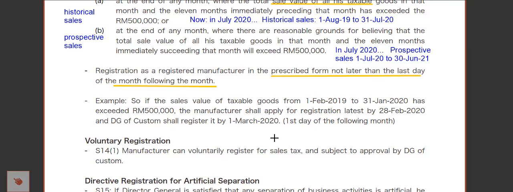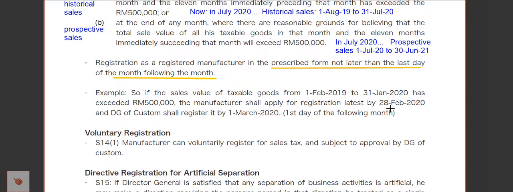Okay, now I have an example here which is based on historical sales, that from 1st February 2019 to 31st January you've exceeded 500,000, so you must apply for registration by 28 February 2020.